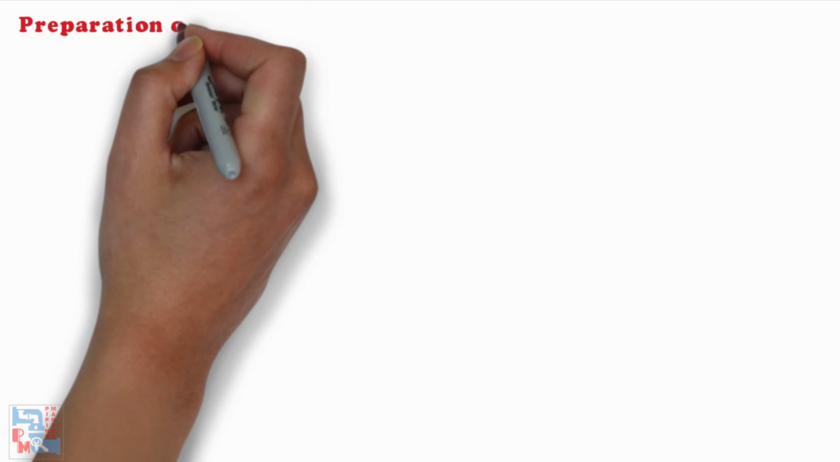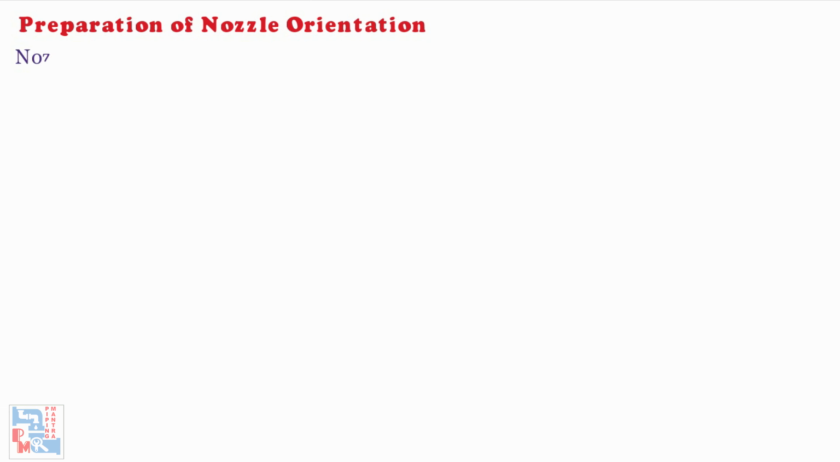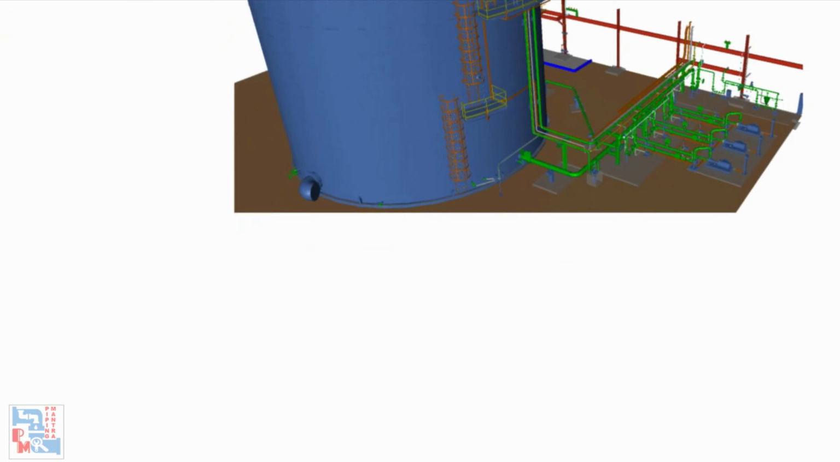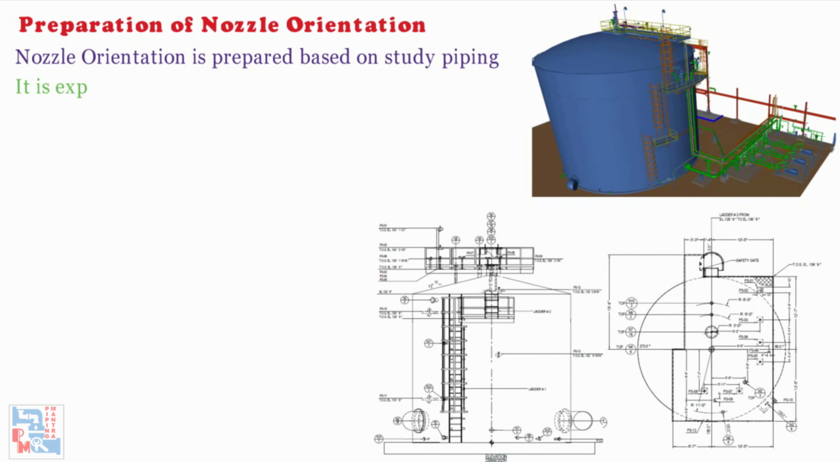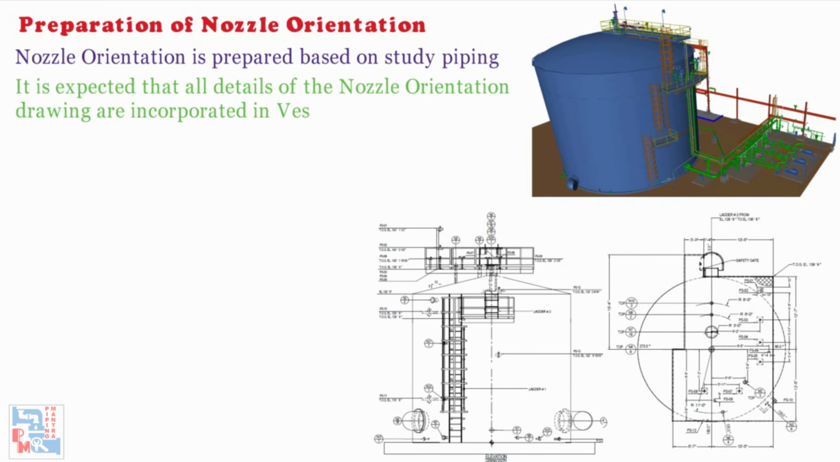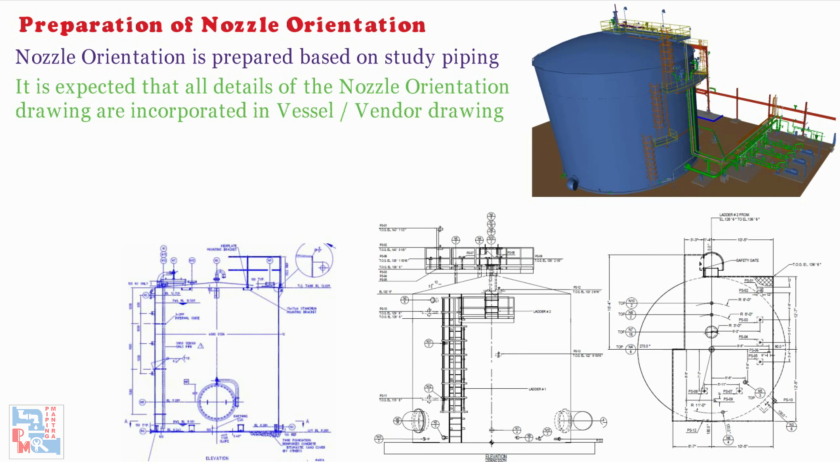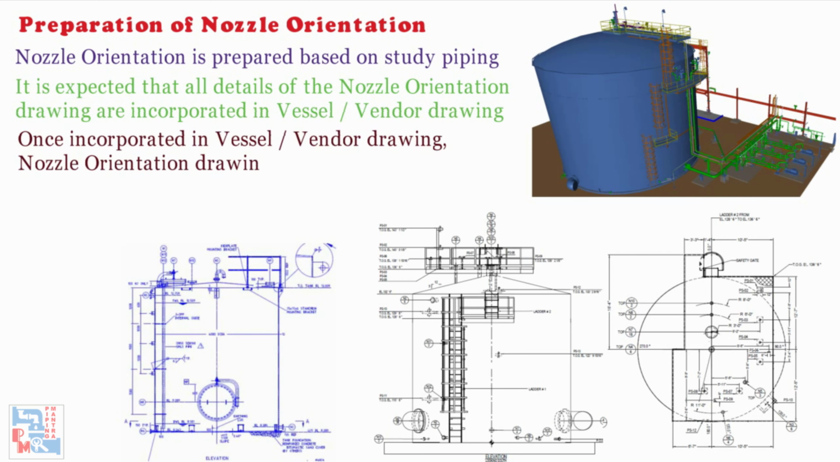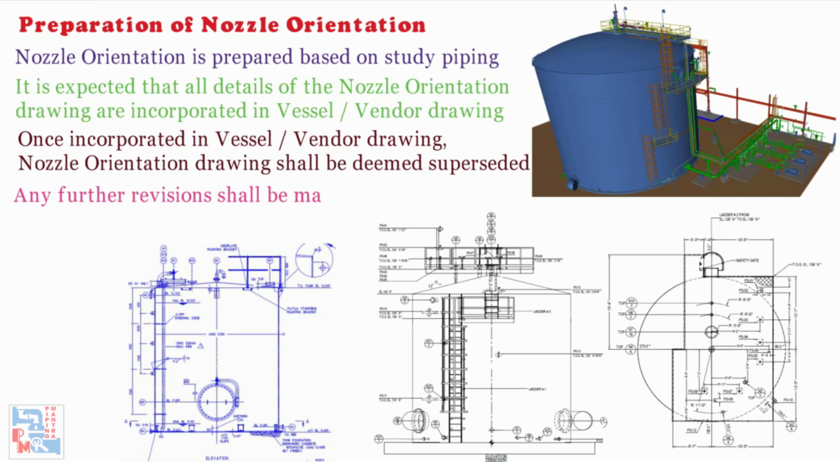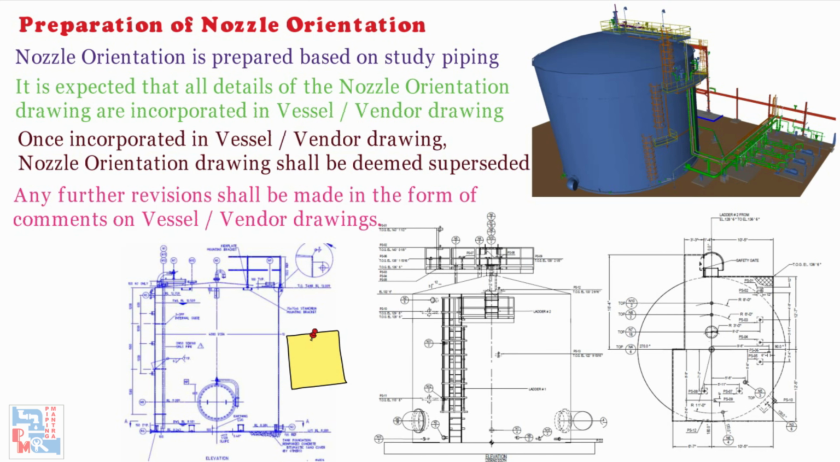Now comes preparation and maintenance of nozzle orientation. Nozzle orientation is prepared based on study piping. It is expected that all details of the nozzle orientation drawing are incorporated in vessel vendor drawing. Once incorporated in vessel vendor drawing, nozzle orientation drawing shall be deemed superseded. Any further revisions shall be made in the form of comments on vessel vendor drawings itself.